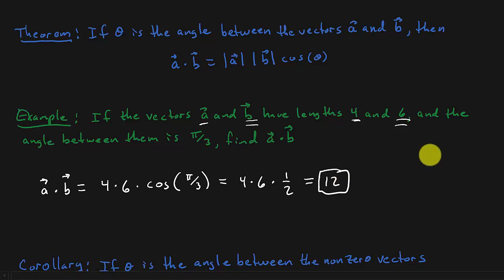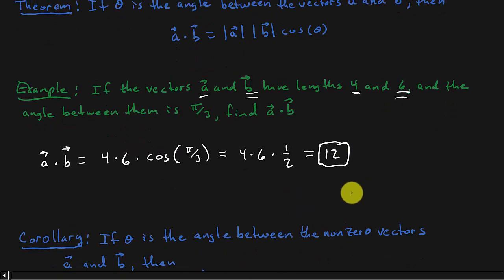Okay. And so basically what we have here is vector B with length 6, and then here you've got vector A with length 4, and this angle here is pi over 3. So the dot product, that's 12.